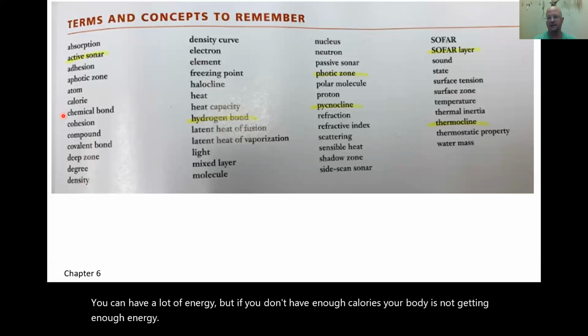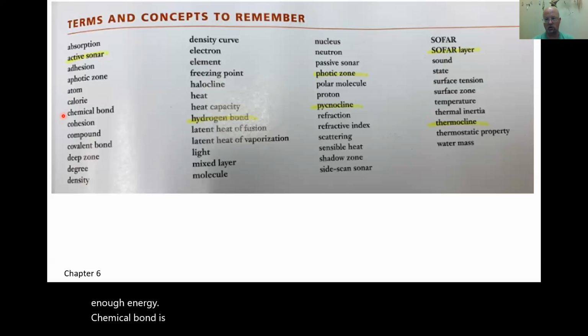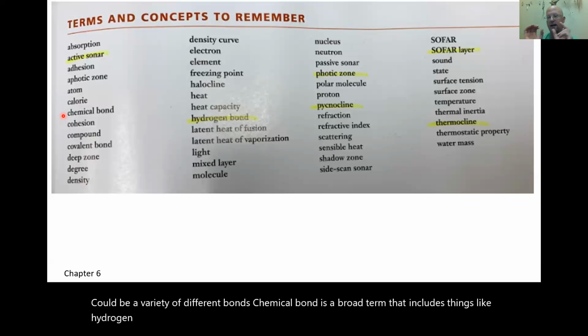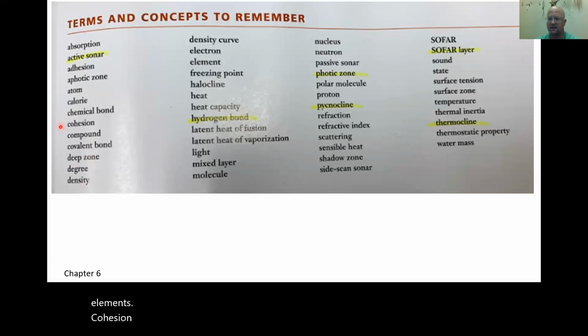Chemical bond is anytime there's a connection. Could be a variety of different bonds. A chemical bond is a broad term that includes things like hydrogen bonds, ionic bonds, anytime there's an interaction between different elements. Cohesion is when things stick together. So kind of like adhesion, cohesion, things stick together.